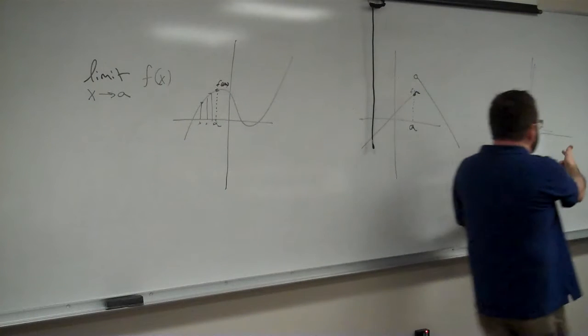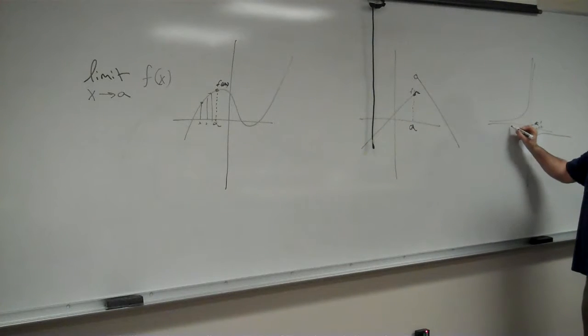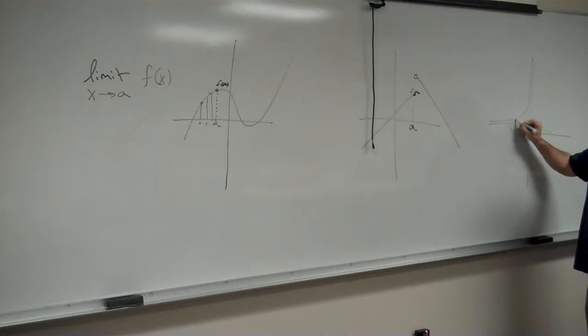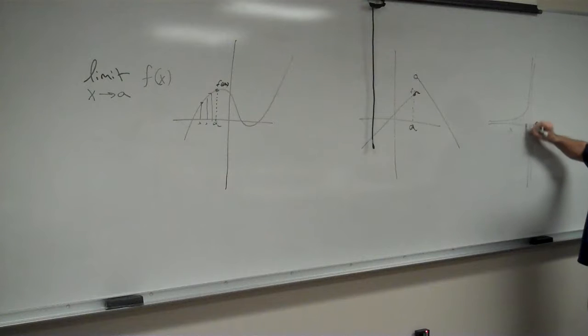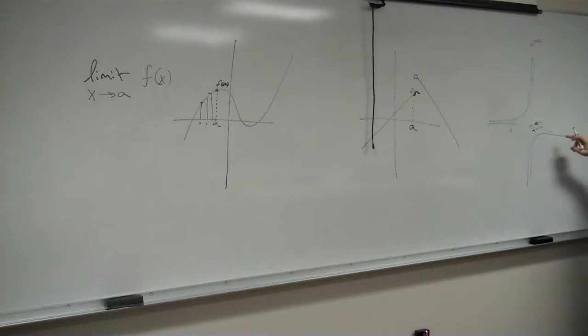But that idea doesn't really work over here, because it would matter what direction we're approaching it from. If x was over here, and we were getting closer and closer to a, our value would be getting closer and closer to infinity. But if we were coming from the right side, and here was x, getting closer and closer to a, the value of f of x would be closer and closer to negative infinity. There's sort of two different ways to talk about the limit in this one.